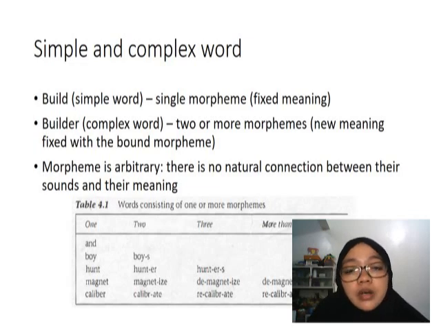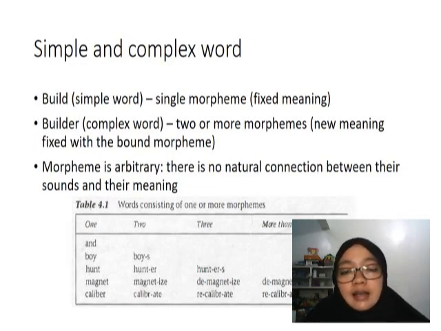In this case, builder consists of two morphemes, and it has a new meaning. It has a new meaning depending on the affix that is attached. For build, the meaning is fixed, that is, to build. While for builder, a new meaning is constructed after the word build is attached with er, which means someone who built.